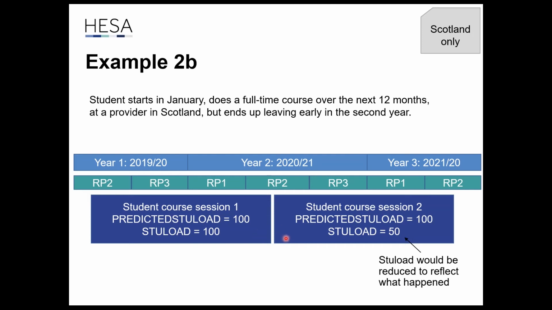So just to complicate this slightly, I've done one example where that isn't the same. This is the second student course session of the student. Right at the beginning, in the middle of reference period 2 in this example, the predicted STU load will be 100. That's what the provider thought the student was doing. They may be in reference period 3, but then the student actually, say, dropped out or went dormant or whatever happened, and actually they didn't end up doing the equivalent of 100 FTE, and so we dropped down the actual STU load value to 50. So by the end of the student course session, that's what actually happened with that student.